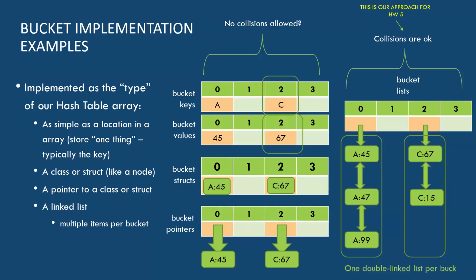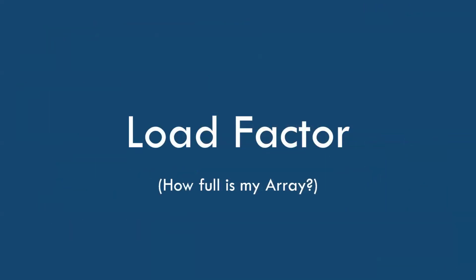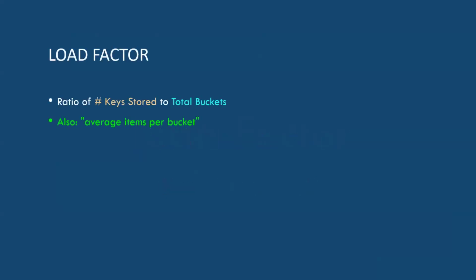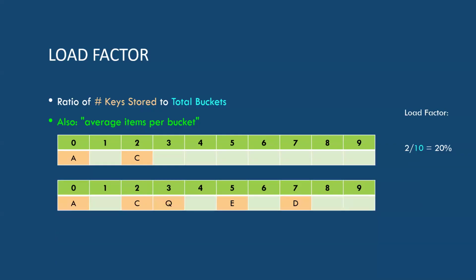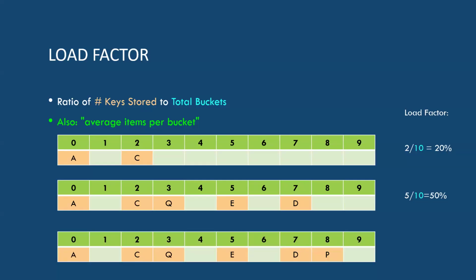Okay. All right. So let's talk about this idea of load factor, which is universal to both of these approaches. It's really quite simple, but it's the idea of how full is my table, right? So the ratio of keys stored to the total buckets. So this thing is 2% or 20% full, this thing is 50% full. So at a high level, it's just giving us a nice number that we can use to describe the utilization of our table.